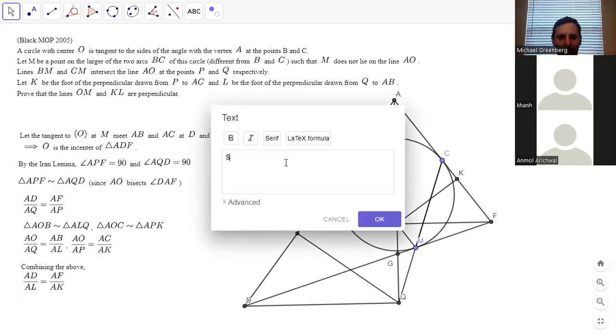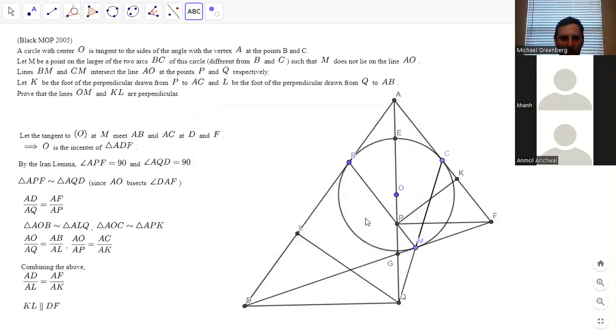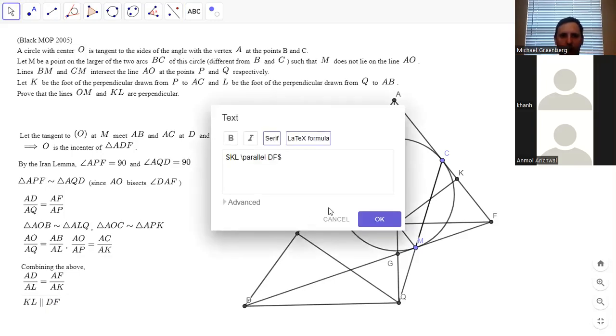It's really interesting how this is similar to the last problem. I didn't try to do that at all. It was two completely different competitions. And so once we know that, this means that KL is perpendicular to OM.